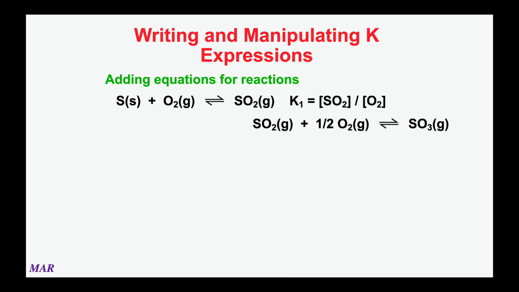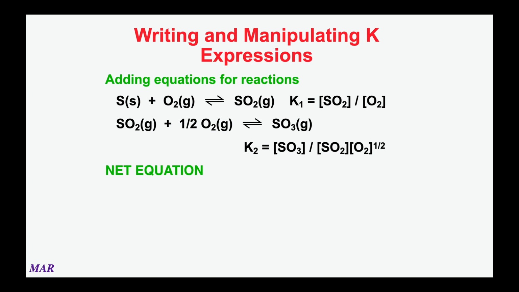No problem. However, this reaction actually does go on to make sulfur trioxide. So if sulfur dioxide reacts with half of an oxygen, i.e. 1 oxygen atom, but oxygen's a diatomic, so have no fear. Anyway, half of an oxygen to make sulfur trioxide, we now have a second equilibrium.